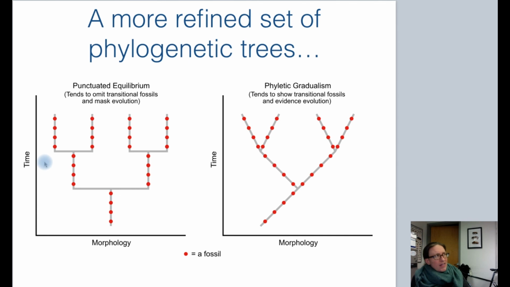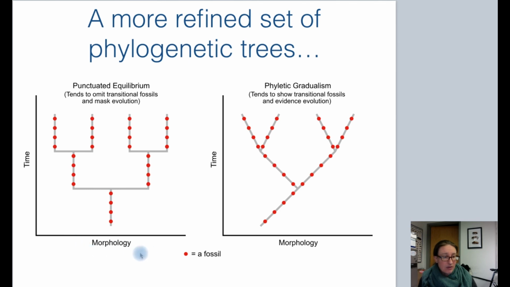So if we wanted to go back to phylogenetic trees and take a closer look at them, here are two phylogenetic trees that provide a slightly better indication about what's going on through evolutionary time. So the tree on the left shows a situation that emphasizes punctuated equilibrium at work.